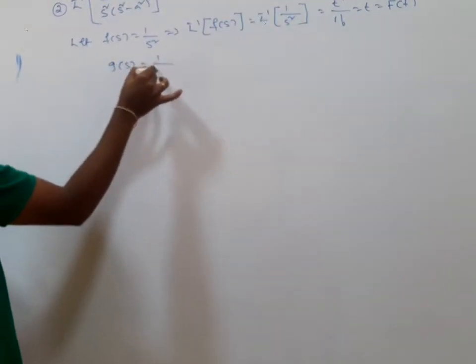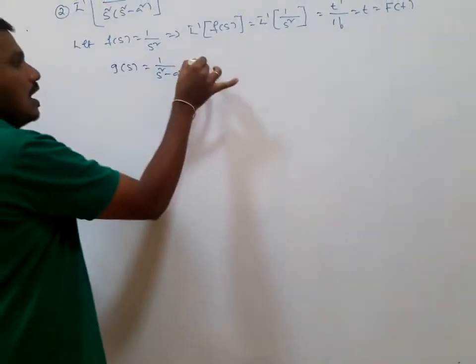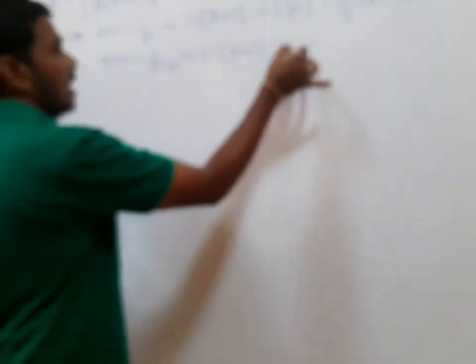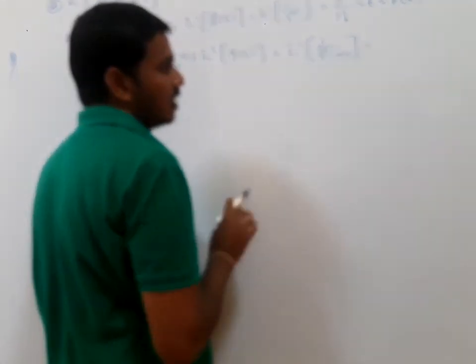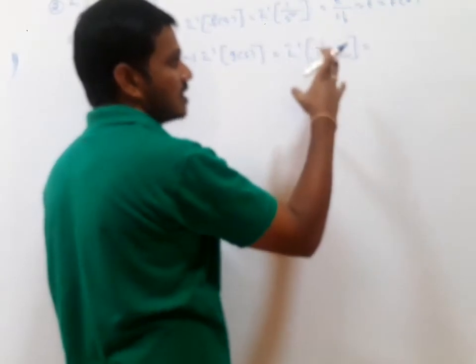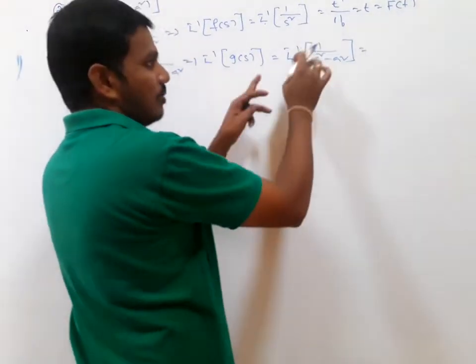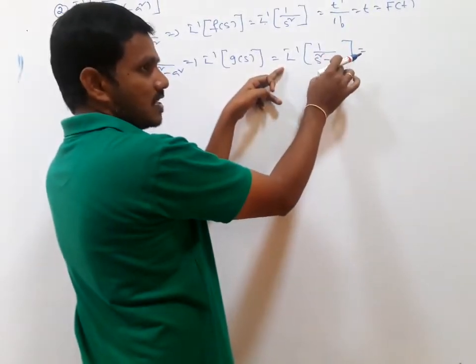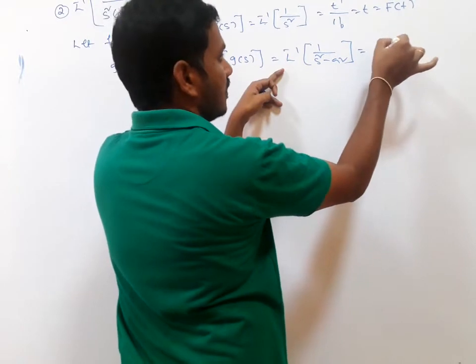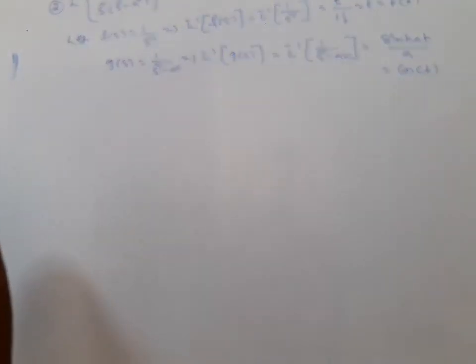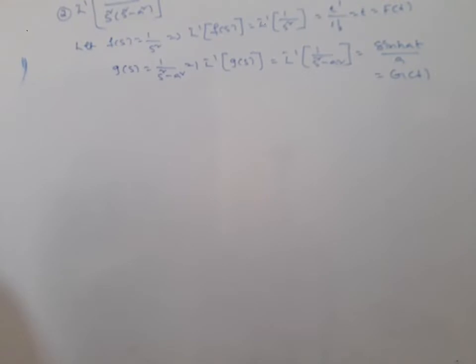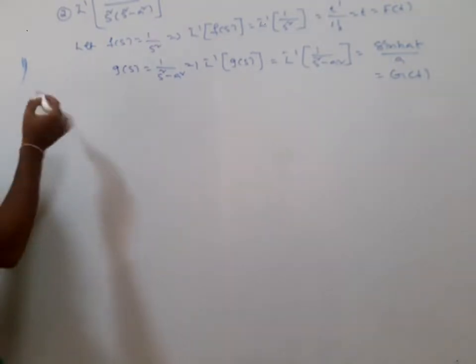Next, g of s is equal to 1 by s square minus a square, which implies L inverse of g of s is equal to L inverse of 1 divided by s square minus a square. Multiplying and dividing by a, this is 1 by a into a divided by s square minus a square, so g of t is sinh at by a. So f of t is equal to t, and g of t is equal to sinh at by a. Now by the convolution theorem.